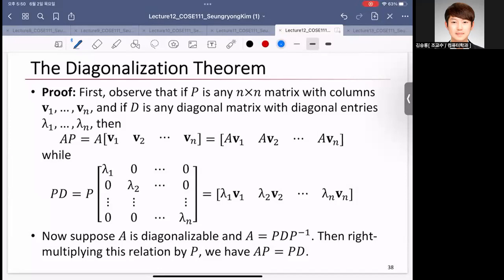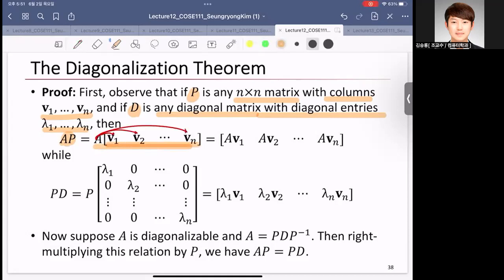First of all, observe that if P is any n by n matrix with columns v1, v2, vn, and if D is any diagonal matrix with diagonal entries lambda 1, lambda 2, lambda n, then A times P is AV1, AV2, AVn, while P D is, computing here, lambda 1 v1, lambda 2 v2, lambda n vn.